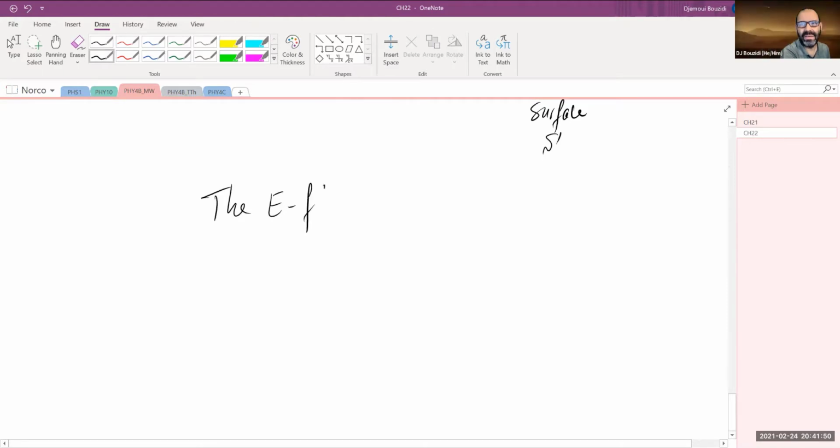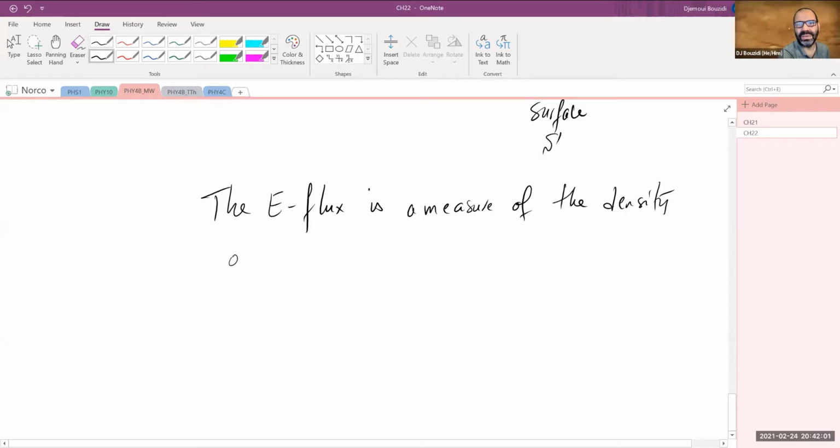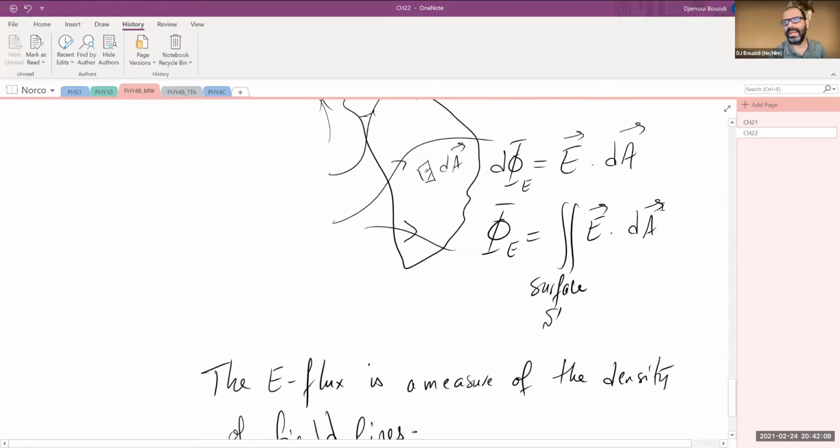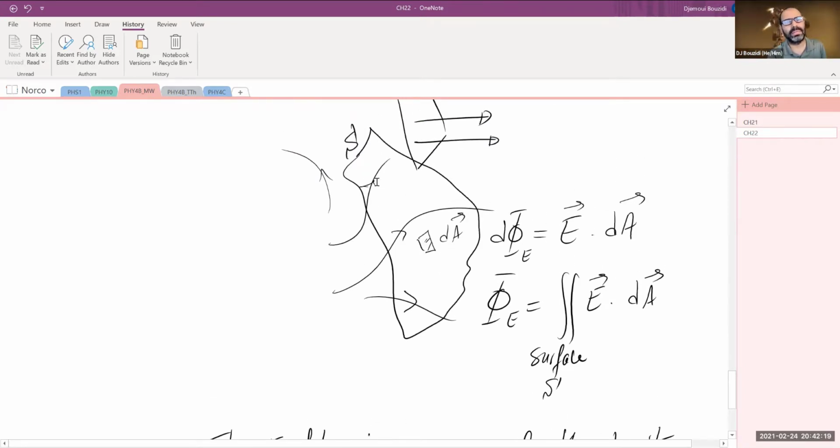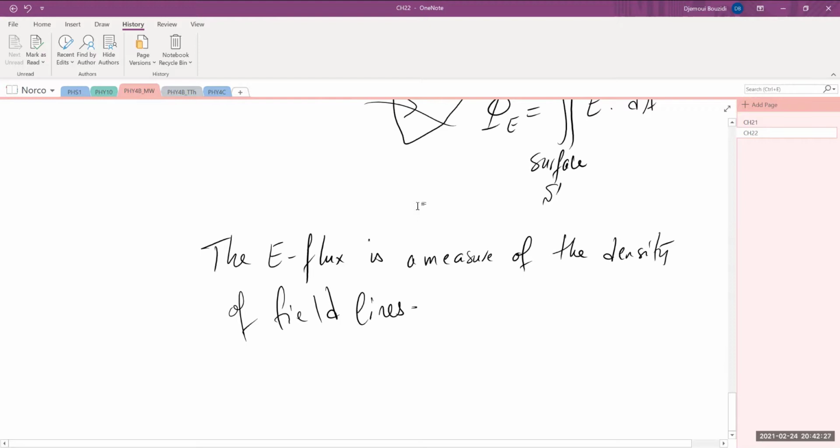So the electric flux is a measure of the density of field lines, because there's going to be a number of field lines per unit area. Remember, this area came into play in here. So that is how it's connected to the field lines, and the reason why we introduced them, to have an image for them. If these are the field lines, this flux will tell me how many are crossing it. You guys see that? Yes? Okay, so that's basically how we define the electric flux.